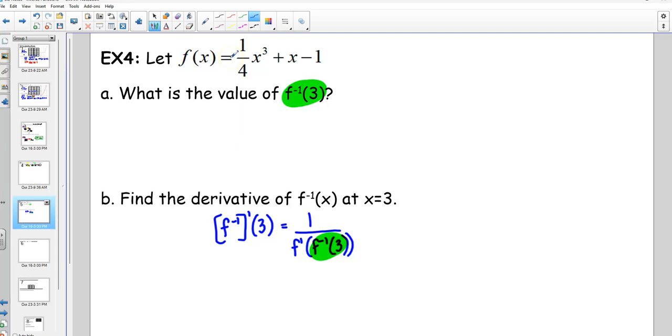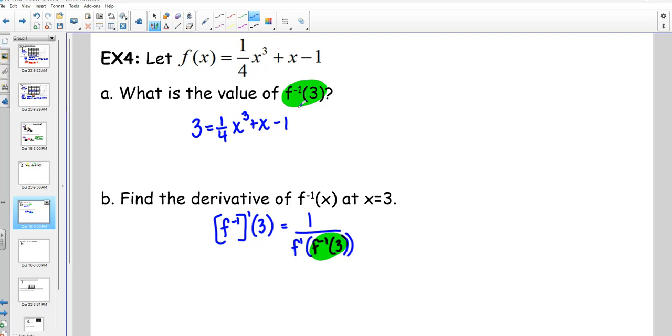I can't find the equation of the inverse by hand. I definitely am not going to be able to do that. If I just want f inverse of 3, if 3 is the x coordinate on my inverse, what is it on my original? It would be your y coordinate, right? So I would have 3 equals 1/4 x to the third plus x minus 1, and I would need to solve that and find the x.